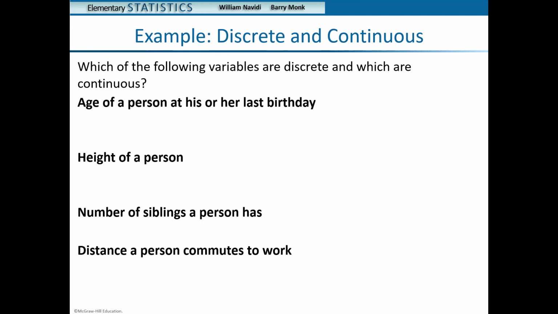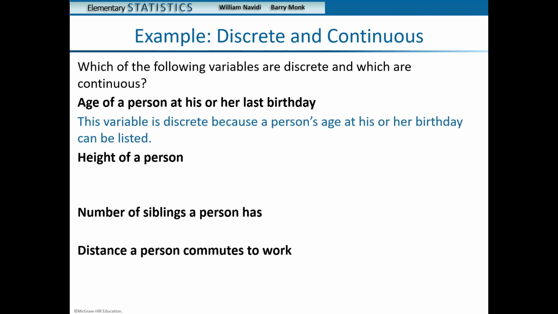Age of a person at his or her last birthday. The age of a person is exactly a certain number of years: 10 years, 5 years old, 25 years old, 39. It's always going to be a fixed discrete value. So this is an example of a discrete variable, because ages at a person's birthday can be listed.